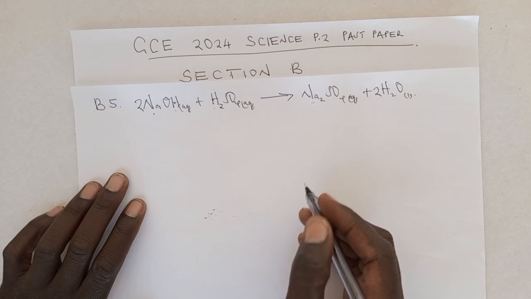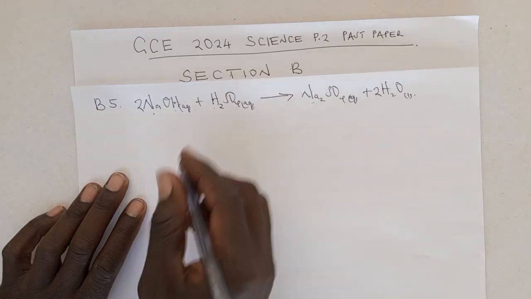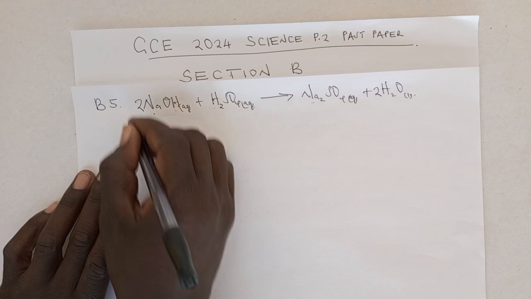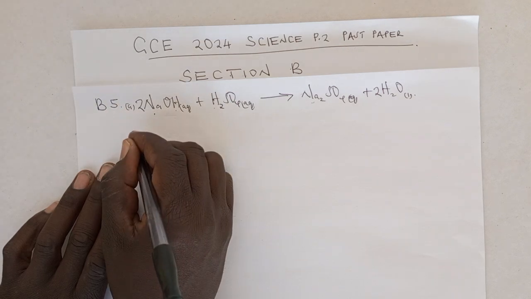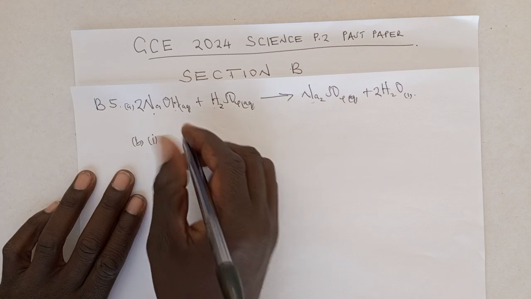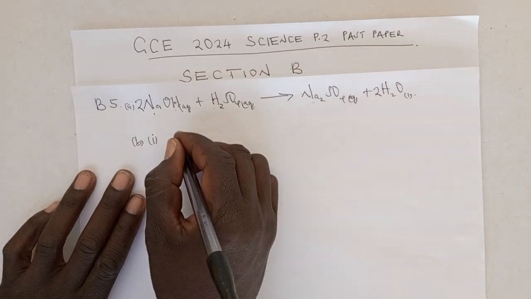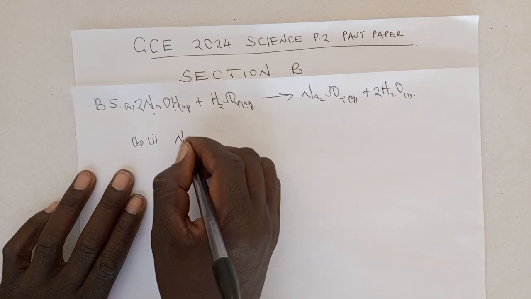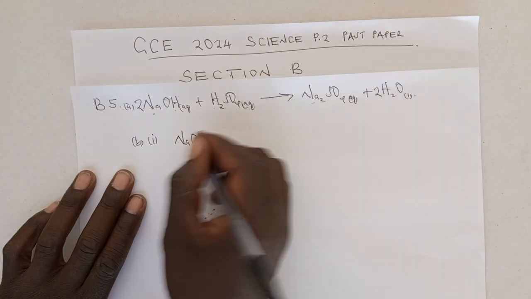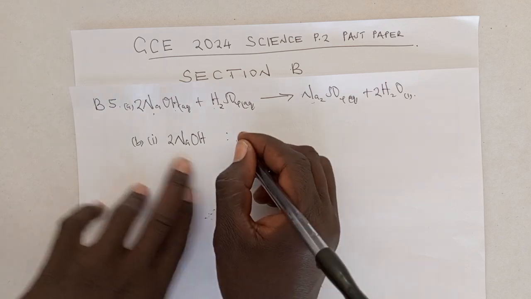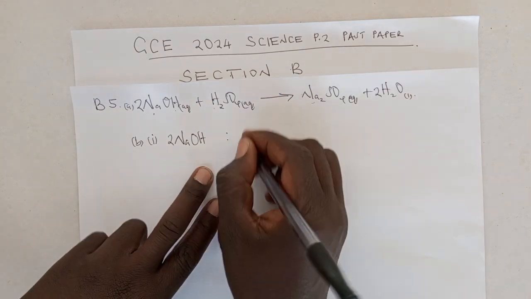So whose mass have we been given? Sodium hydroxide. So you write sodium hydroxide here. That was question A. Now we go to question B, Roman numeral 1. We write the sodium hydroxide that we have been given, because we know we have the mass for sodium hydroxide. Whose mass has the question demanded that we should calculate?